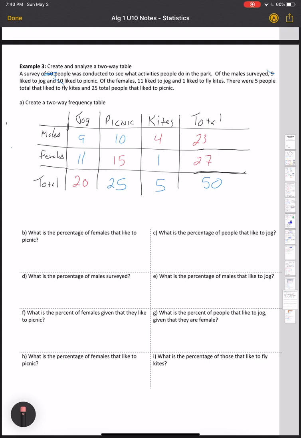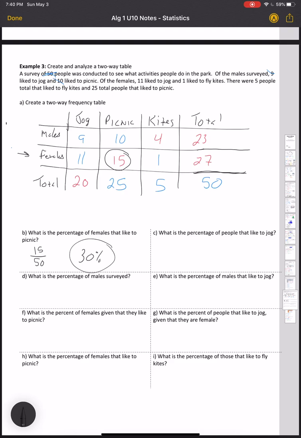Yes, sorry. Out of the total 50 females that like to picnic, there are 15 of them. So 15 out of 50, that's going to be 30%.